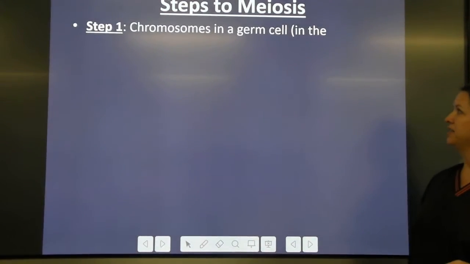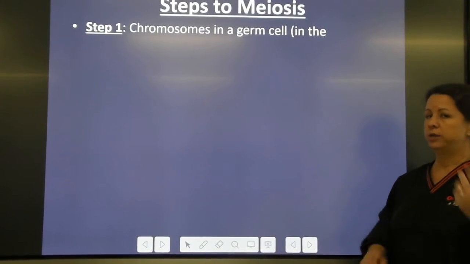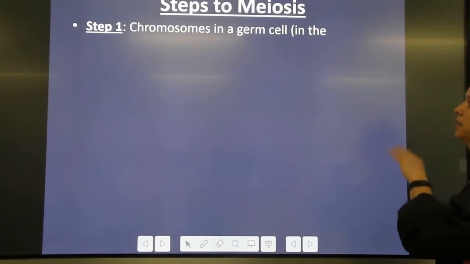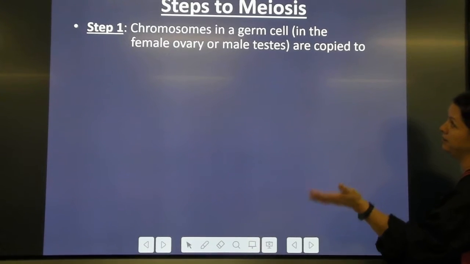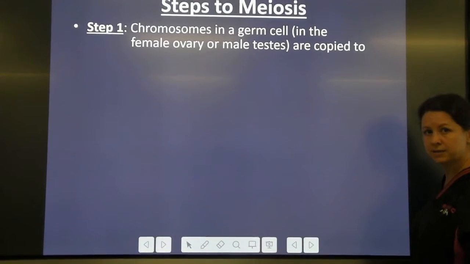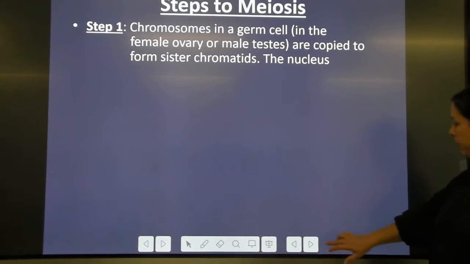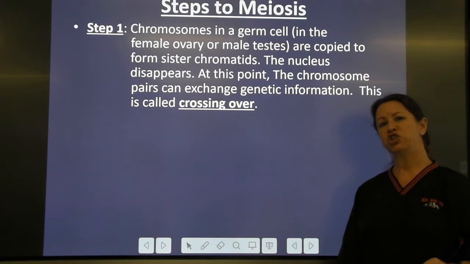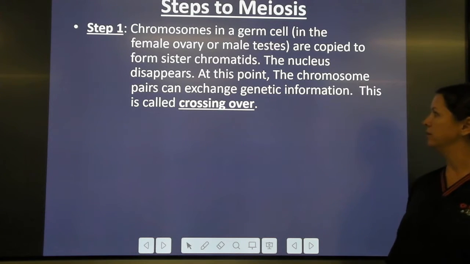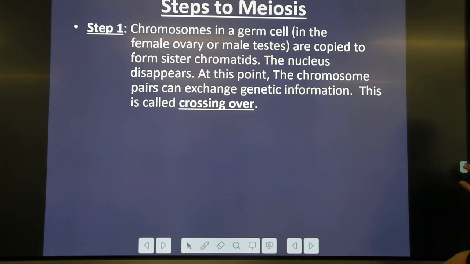Now the steps to meiosis, they are similar to mitosis, but with a twist, because they have to do it twice. So in step 1, the chromosomes in the germ cell, so in the female's ovary or in the male's testes, are copied to form sister chromatids. Sounds familiar. The nucleus disappears. At this point, the chromosome pairs can exchange genetic material in a process that's called crossing over. And let me show you what that is real quick.